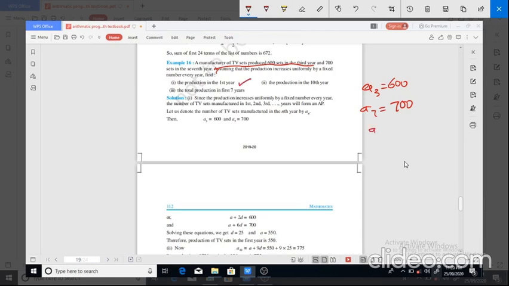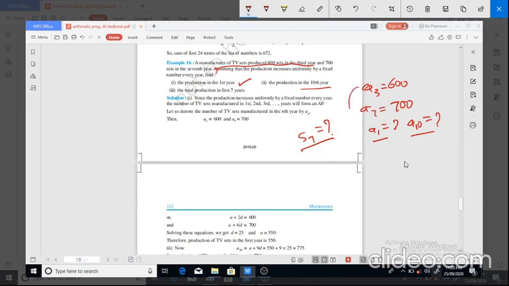So it means we have to find out a1. What is a1? So production in the 10th year, we have to find a10 also. Okay. So total production in 7 years. It means total production means S7. Okay. We have to find a1, a10 and S7. Okay. What is a1?